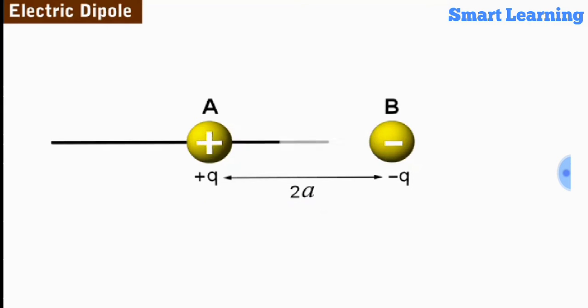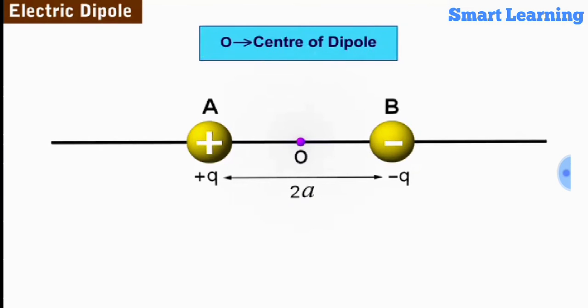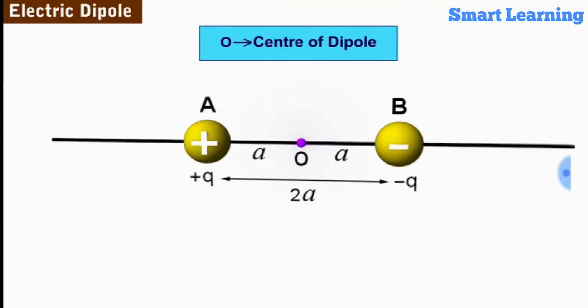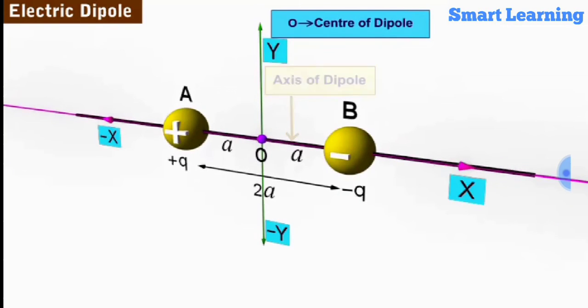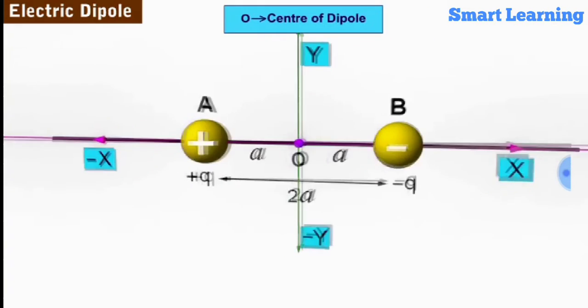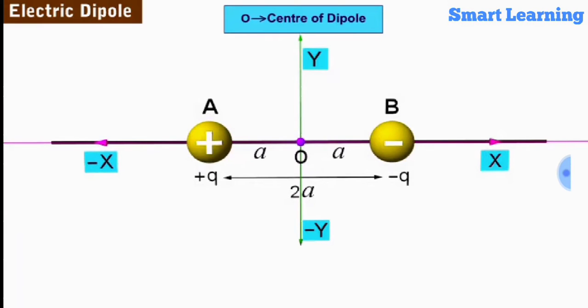For an electric dipole, the midpoint O of the line joining the charges is called the center of the dipole, and the straight line passing through the charges and also through the center is called the axis of the dipole. Assume that the dipole is placed such that the center O of the dipole coincides with the origin, and the axis of the dipole coincides with the x-axis of the Cartesian coordinate system. The charge -q is placed along the positive x-axis, and the charge +q is placed along the negative x-axis.